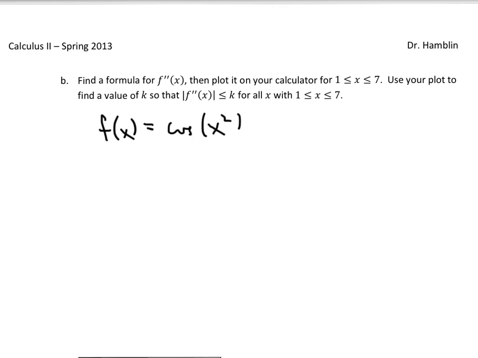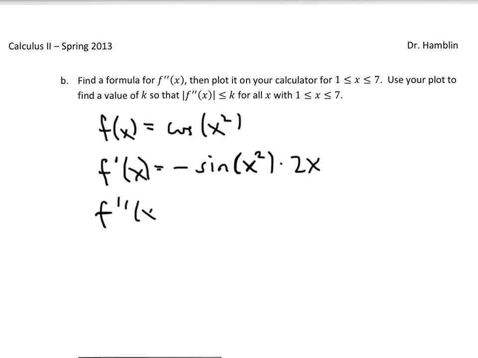So what's the second derivative of that? Well, we find the first derivative. So f prime of x is going to be, using the chain rule, negative sine of x squared times 2x, times the derivative of the function inside. So for my second derivative, I'm going to need to use the product rule and the chain rule.